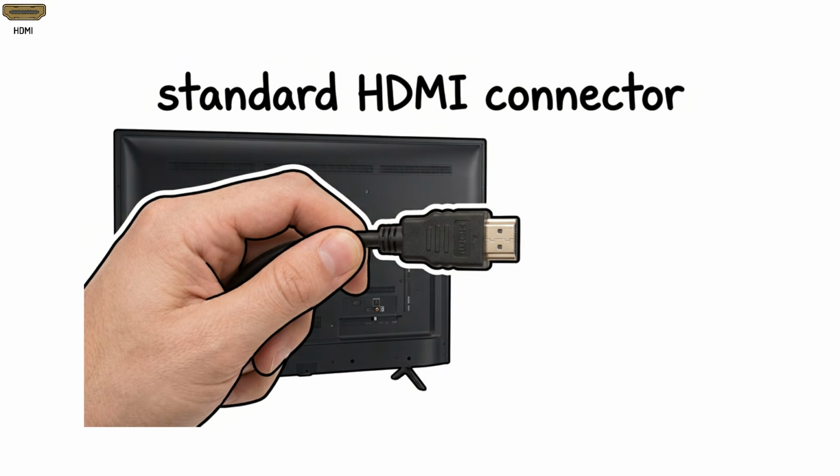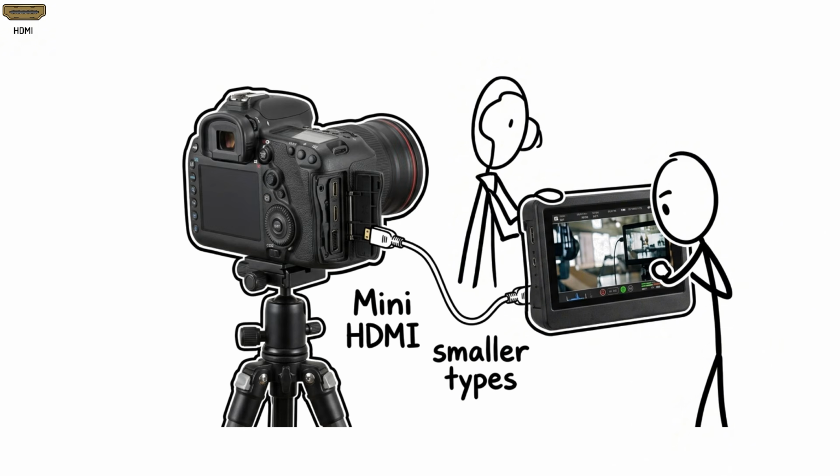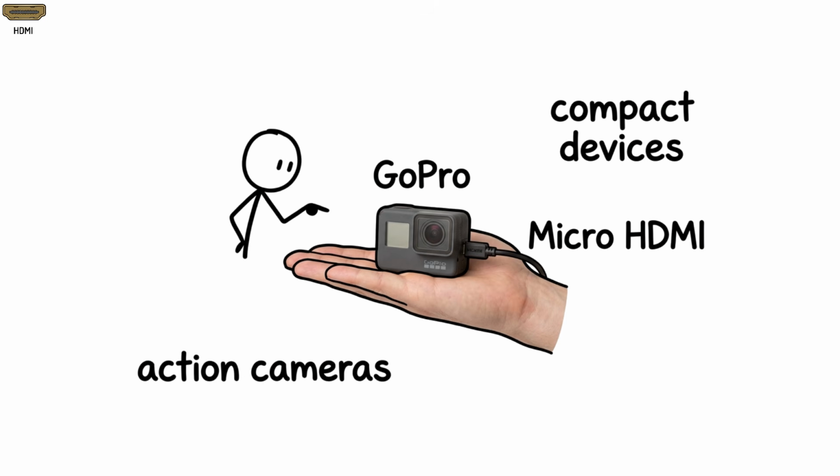The standard HDMI connector is the full-size one you see on TVs and monitors. But there are also smaller types. Mini HDMI is found on portable monitors and some DSLR cameras. Micro HDMI is even smaller and shows up on compact devices like GoPro action cameras.